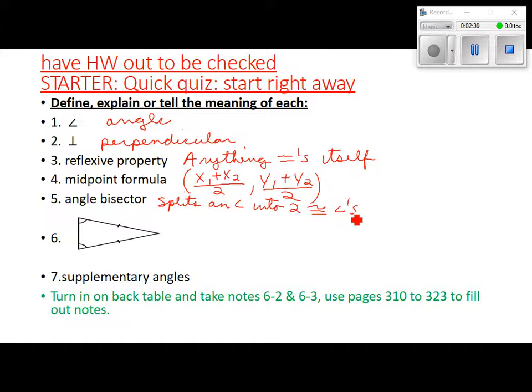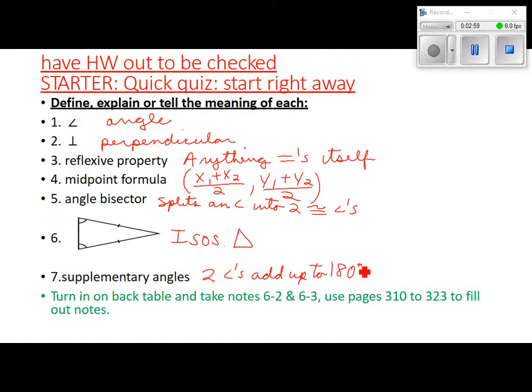Isosceles. I would accept isosceles triangle. If you spelled isosceles triangle wrong, will I mark it wrong? Probably not. Supplementary angles. Two side-by-side angles that equal 180 degrees. Two angles add up to 180 degrees.